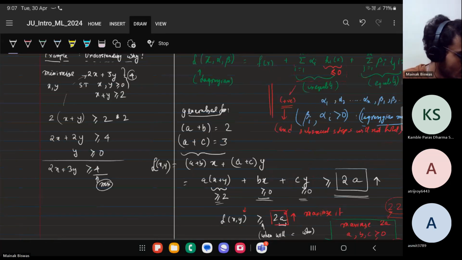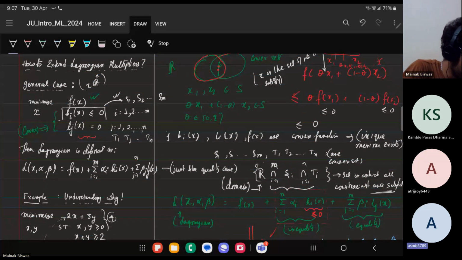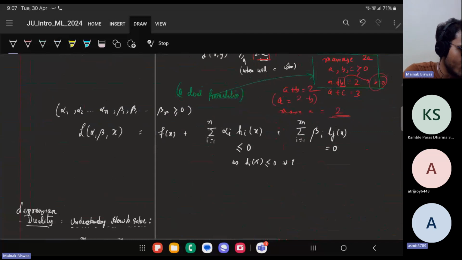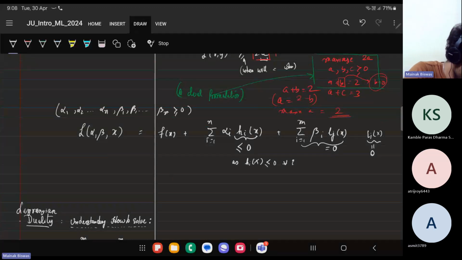But what is the initial constraint? h_i of x is less than 0. Yes. l_j of x is equal to 0, right? So just if you see the value, l_j of x is equal to 0. So this equation has to be equal to 0. The third part, l_j of x for all x in the solution space has to be 0, yes or no? Yes. Similarly, h_i of x is less than 0. Good.